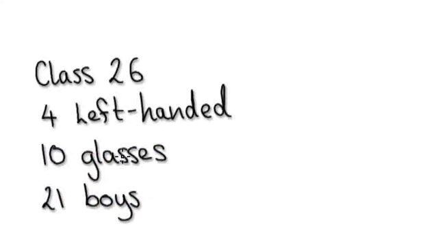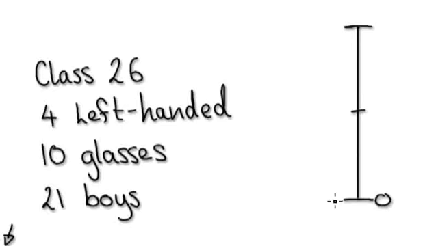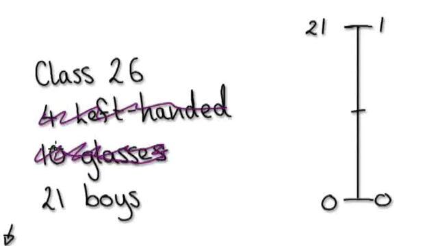Now if I ask, what percentage of the class are girls? In this case, draw your diagram. Press pause and have a go. What percentage are girls? If you want to know the percentage of girls in your class, boys is useless information, so don't use it. You've got to decide what's useless. If there are 21 boys, then there must be 5 girls. So the 5 mark is somewhere down here.